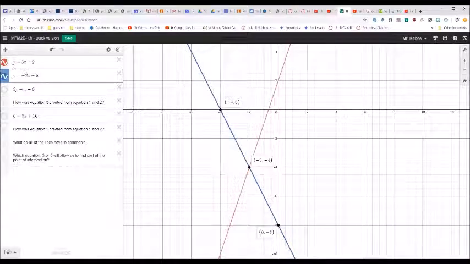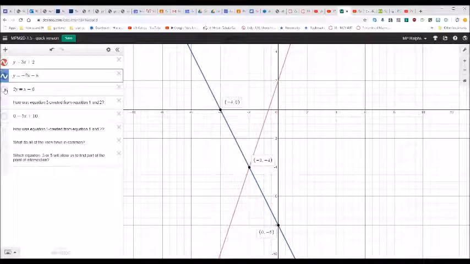Okay, so notice that y plus y gives me 2y. And on the right side of the equation, I've got 3x minus 2x, that gives me 1x. And then 2 minus 8 gives me -6. So here's a new equation, 2y equals x minus 6.